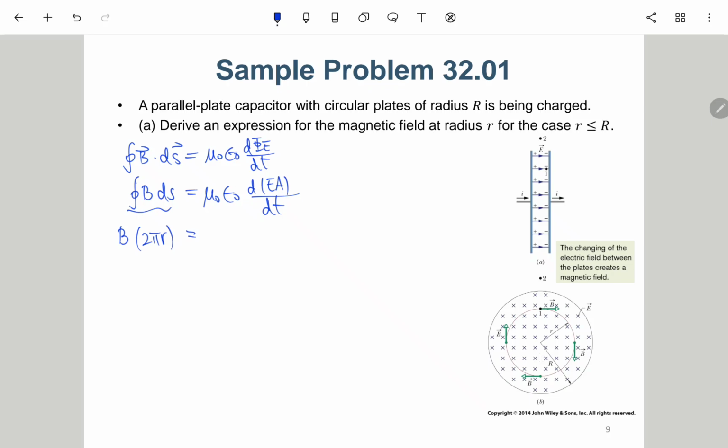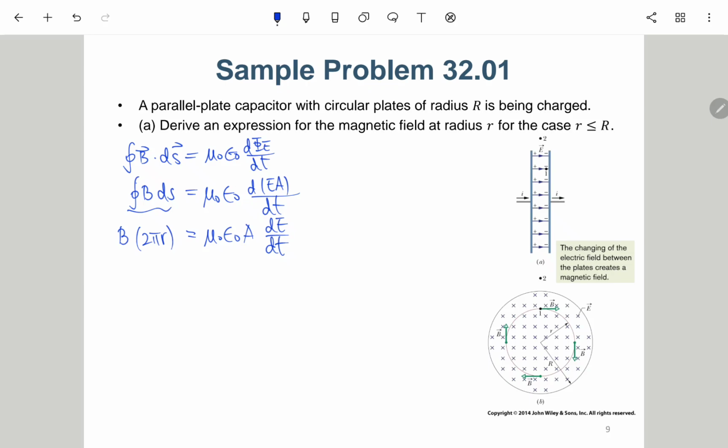Okay, so on the right side here, phi E equals EA. We just assume the E field is uniform inside the capacitor. This is just our assumption for the capacitor. So this surface integration turns out to be a multiplication, and A is a constant, so we can take A out. So we have mu 0 epsilon naught A dE dt.